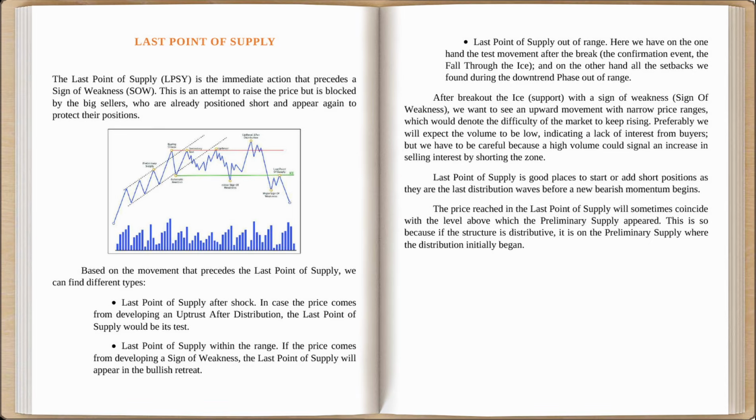The price reached in the last point of supply will sometimes coincide with the level above which the preliminary supply appeared. This is so because, if the structure is distributive, it is on the preliminary supply where the distribution initially began.